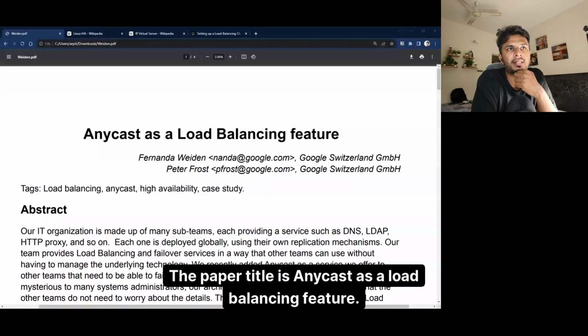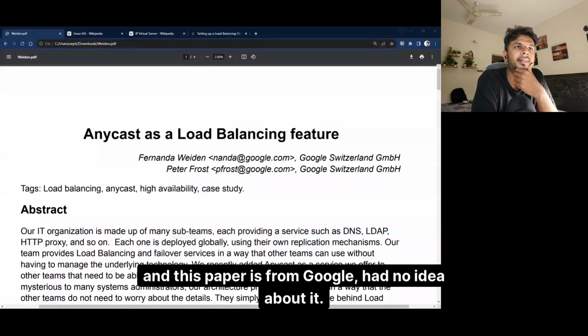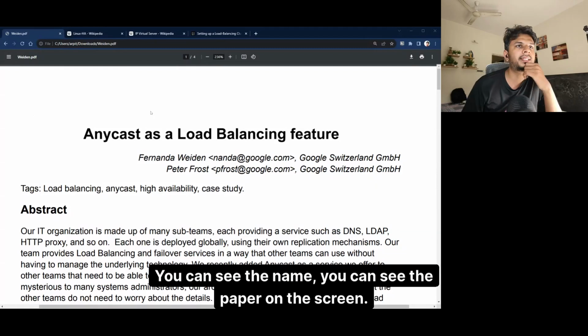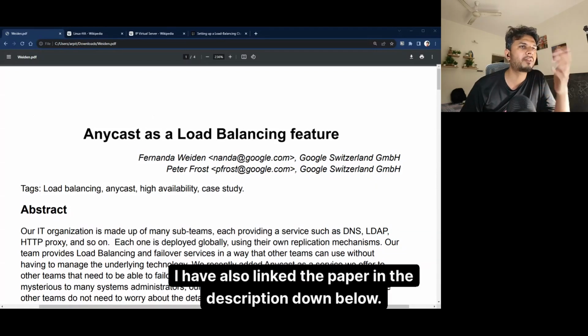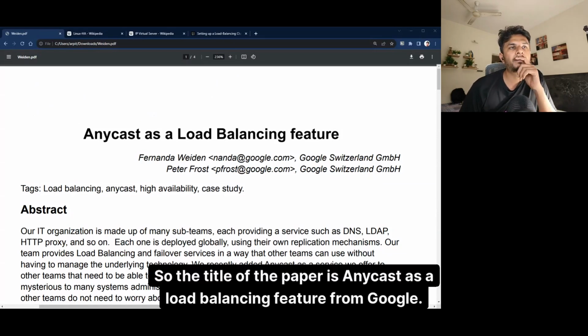The paper title is Anycast as a load balancing feature, and this paper is from Google. Had no idea about it. You can see the name. You can see the paper on the screen. I've also linked the paper in the description down below. So the title of the paper is Anycast as a load balancing feature from Google.